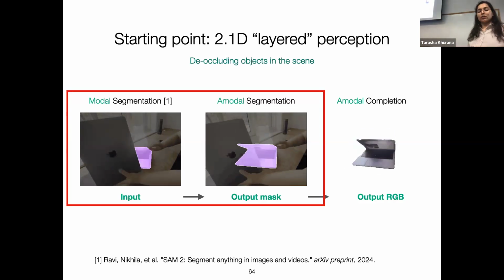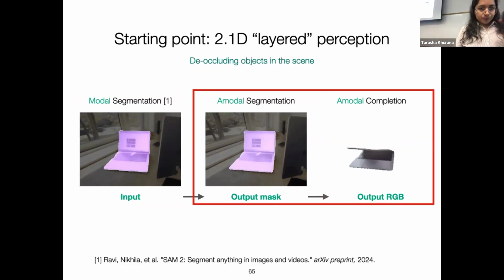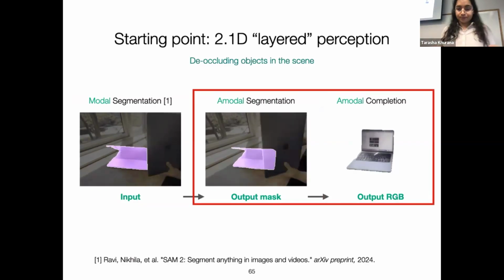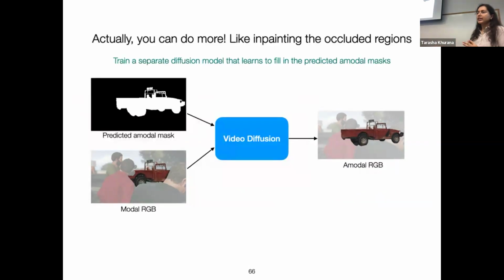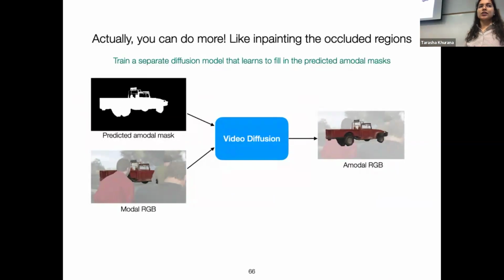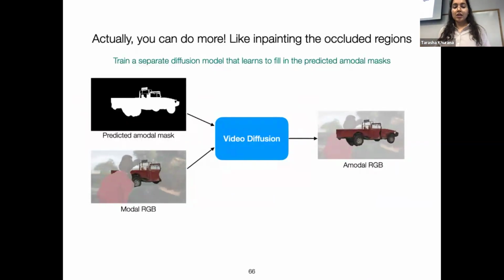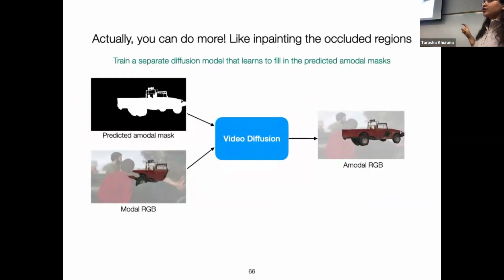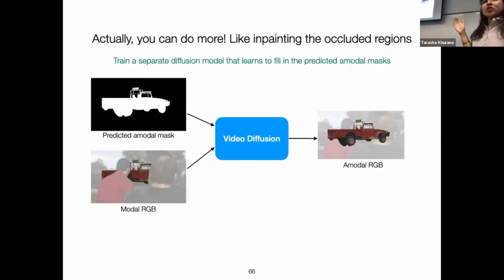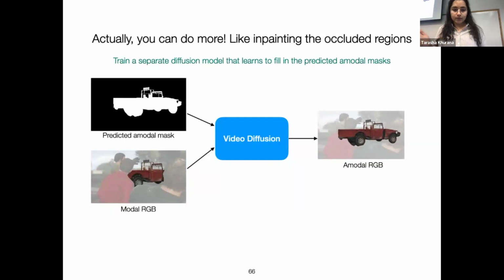Okay, so with that, we know how to amodally segment objects and videos. I'll now talk about amodal completion. It turns out that it is actually not that difficult to also fill in the amodal masks. You can once again do the same thing, which is fine-tune another video diffusion model with the predicted amodal mask of the object from the previous stage as input, then the visible pixels of this object as another input, and then fine-tune this model to predict the amodal pixels.